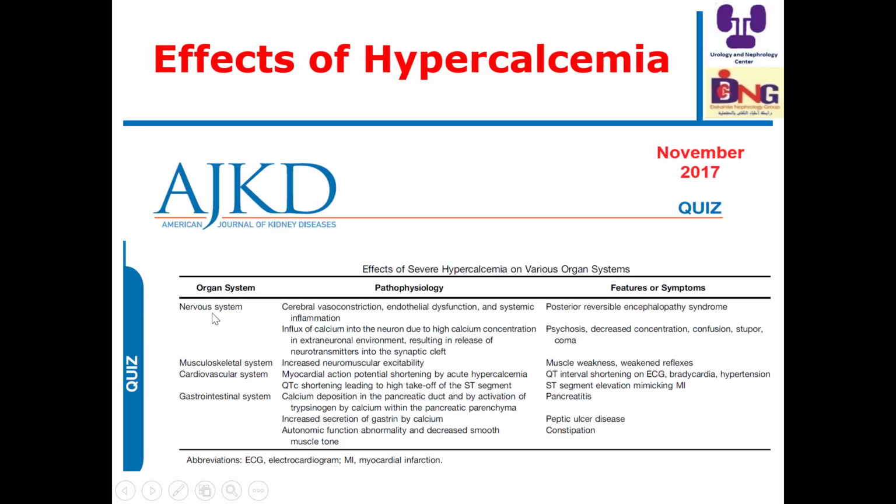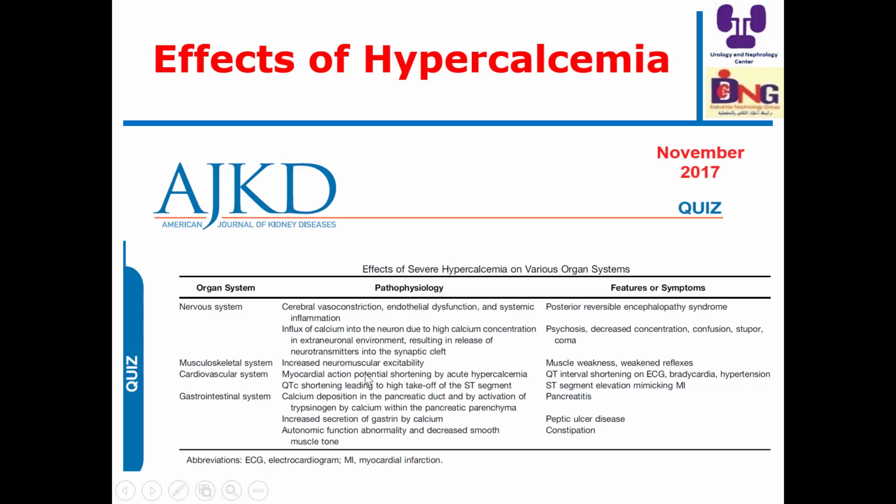Regarding the nervous system, hypercalcemia leads to cerebral vasoconstriction, endothelial dysfunction, and systemic inflammation. Influx of calcium into the neuron due to high calcium concentration in the extraneuronal environment results in release of neurotransmitters into the synaptic cleft, with subsequent posterior reversible encephalopathy syndrome, psychosis, decreased concentration, confusion, stupor, and coma.